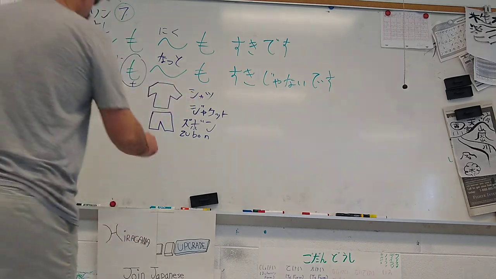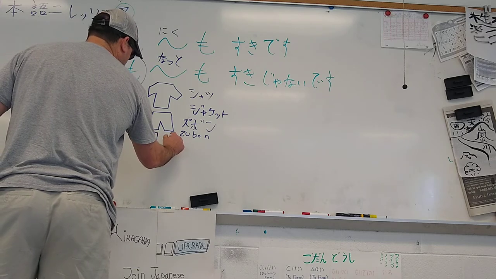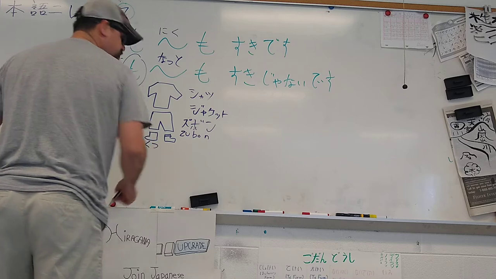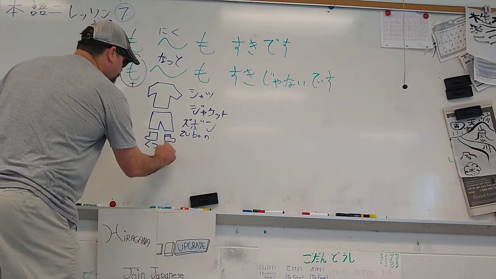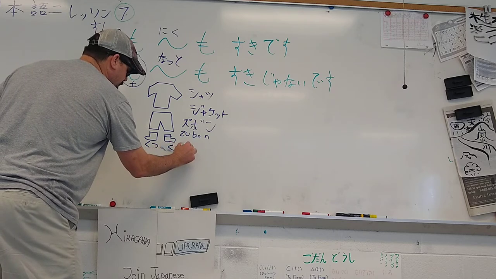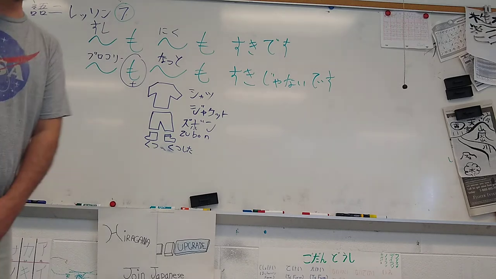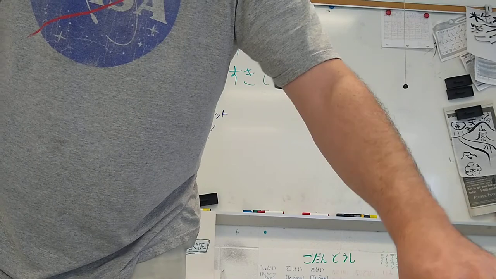Kutsu are your shoes. Let's go ahead and make some socks here. Those are socks. So kutsu are shoes. And of course, under your socks are kutsu. The heck is my writing? Kutsushita. They're under your shoes, right? So kutsushita. We know tokei already.